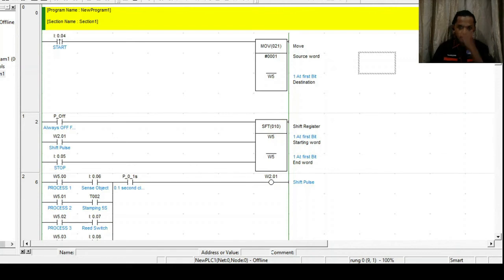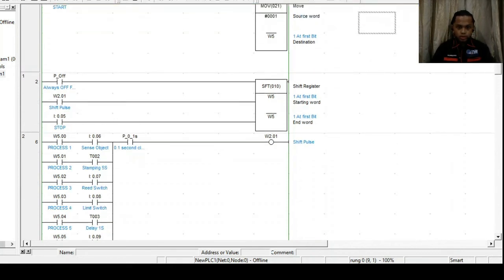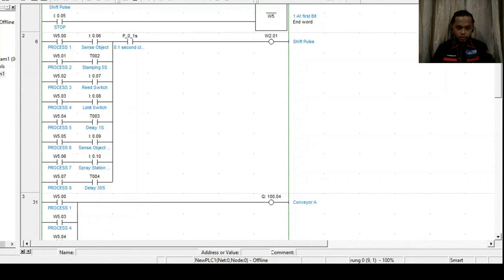So the task consists of eight processes. First is to sense the object before the conveyor stops. Second, the stamping process for 5 seconds at the T2 timer. Then the cylinder will touch the reed switch at 0.07. Then conveyor A continues to move until it touches the limit switch 0.08. Then, without stopping, the conveyor is still moving, and the ejector at 100.06 will push for 1 second at T3.